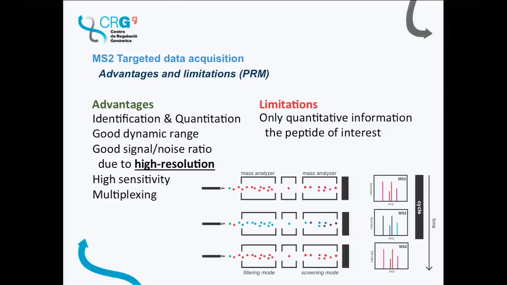Similar to SRM, here we also have advantages. PRM allows us to do both identification and quantification of our peptides of interest, and in this case we also have good dynamic range, good signal to noise, and high sensitivity. But in contrast to SRM, in which this comes from the filtering mode, here it comes from the high resolution. And you also saw the talks and slides from both Jared and Bruno on how the resolution changes the number of interferences and the limit of detection of your acquisition method.